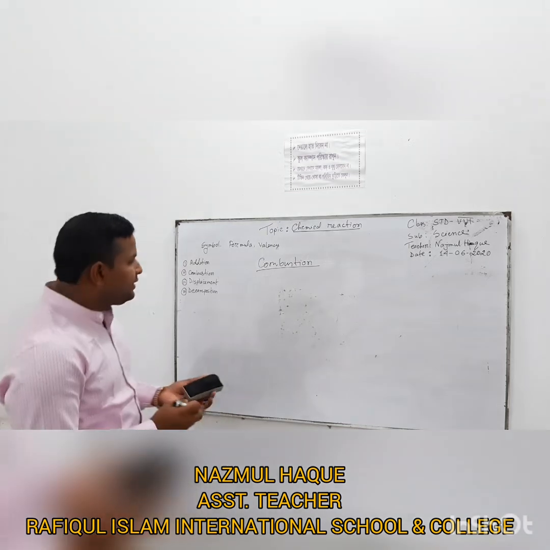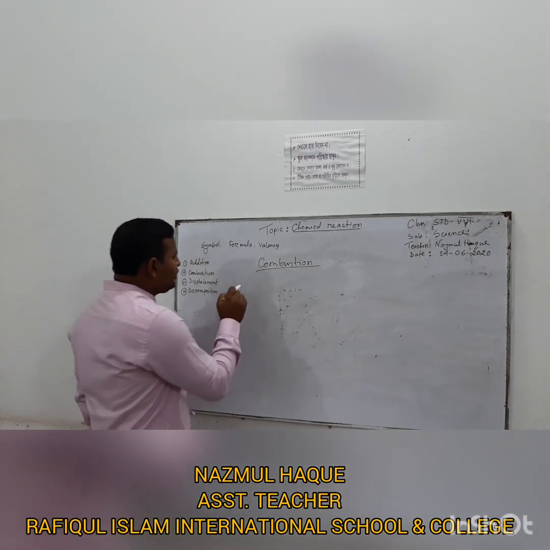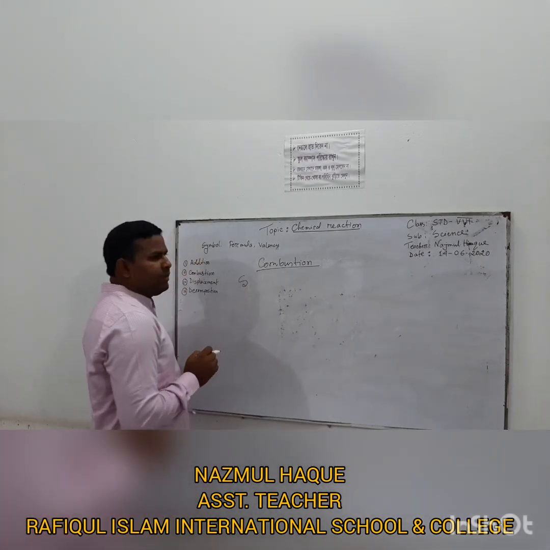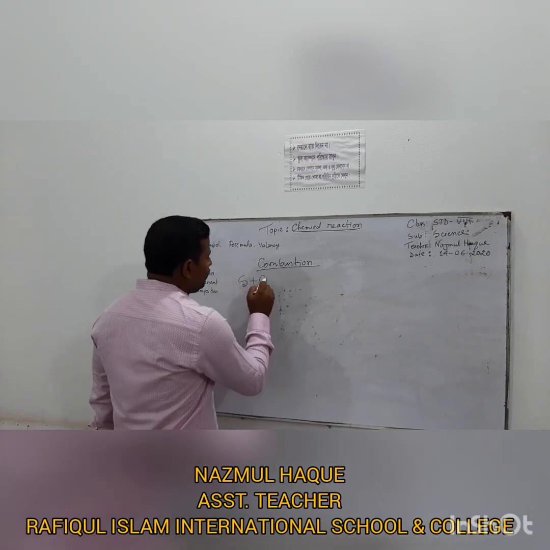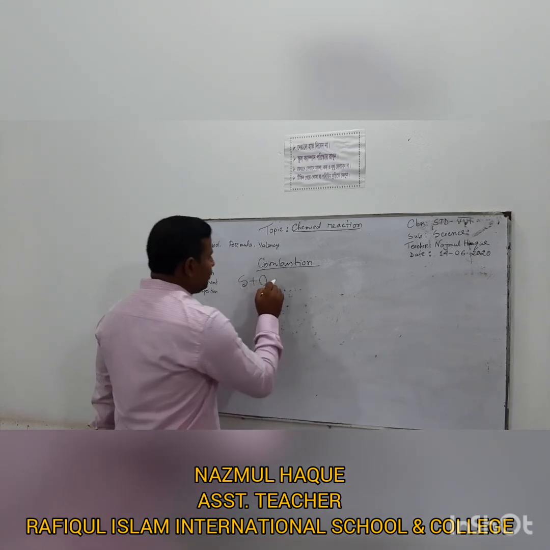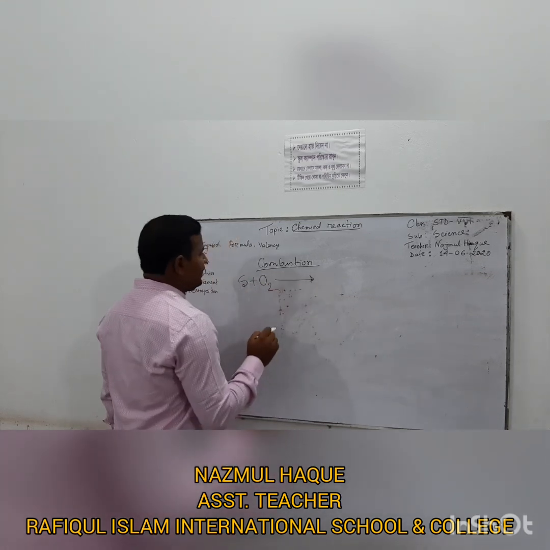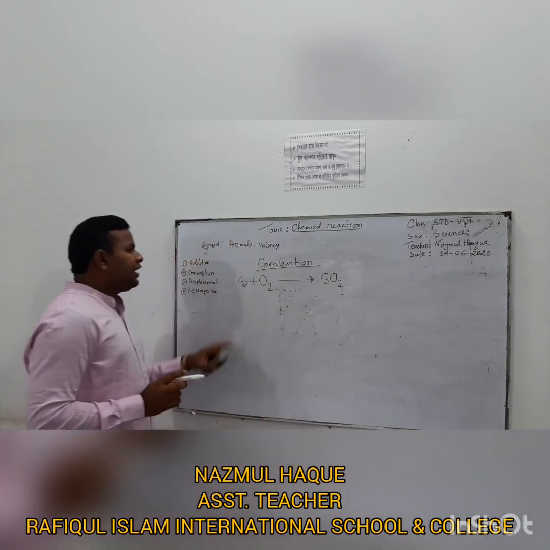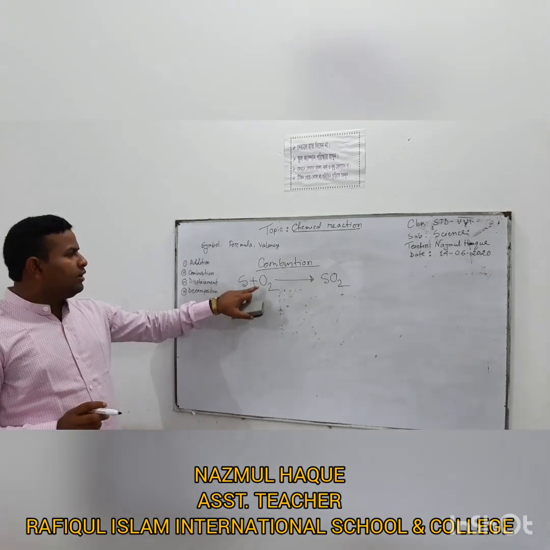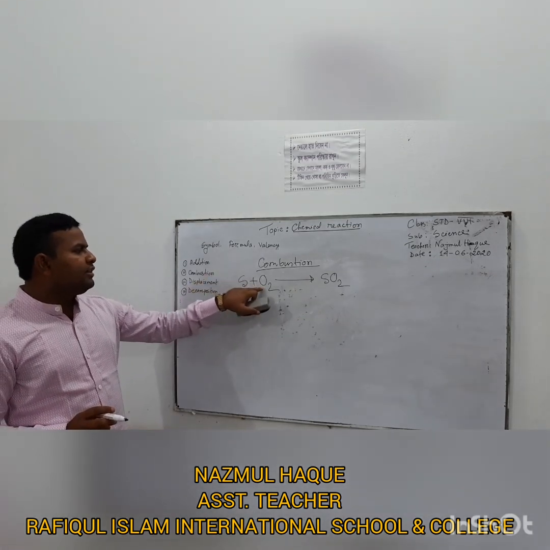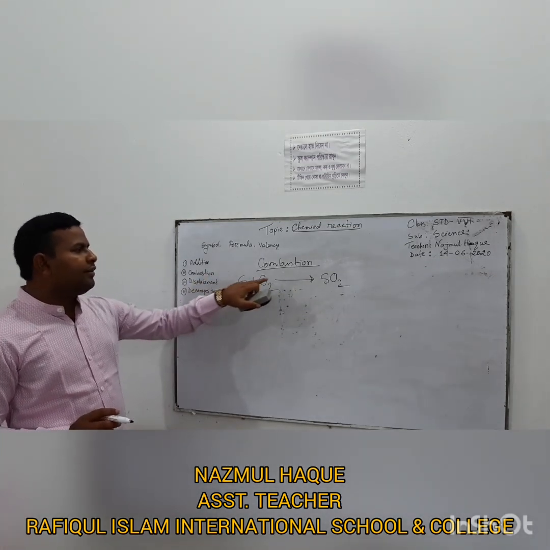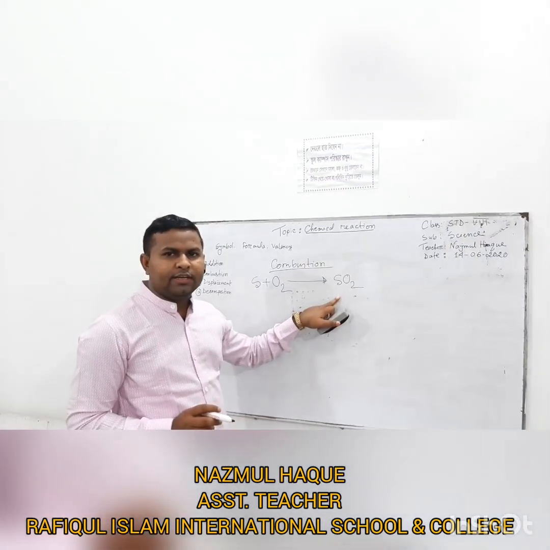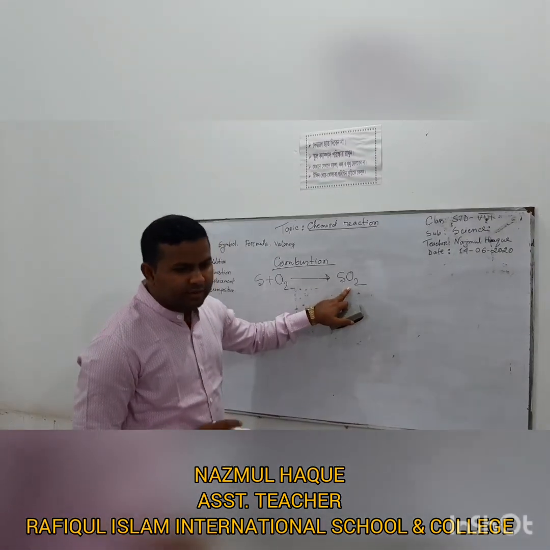So the example, this one is the symbol of sulfur. This is the molecule of oxygen. So sulfur and oxygen make sulfur dioxide. So when sulfur reacts with the oxygen, the sulfur burns in the air of oxygen and produces sulfur dioxide. This is the sulfur dioxide.